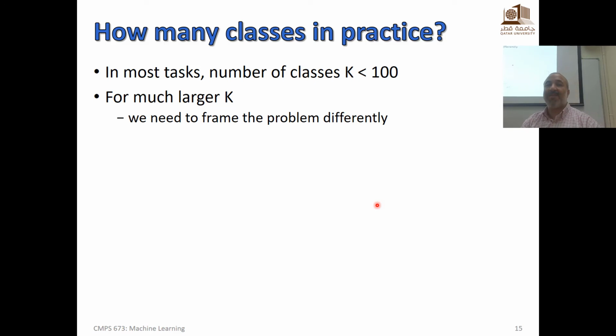How many classes in practice do we use? Usually we have few classes, like 4, 5, maybe 10. In some cases we might have even something like 80, 90, but usually it's less than 100. If the problem has more than 100 classes, then probably you need to restructure the problem in a different way. So you need to think about it maybe differently.